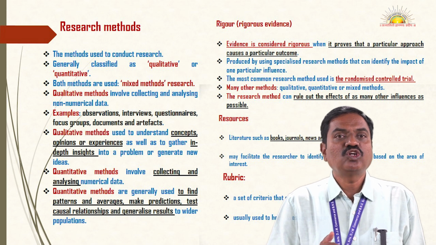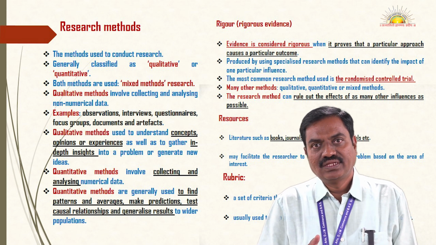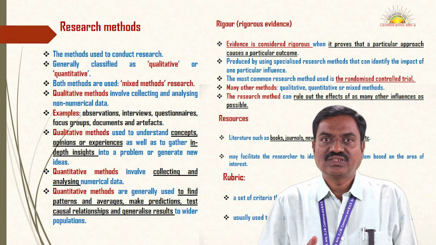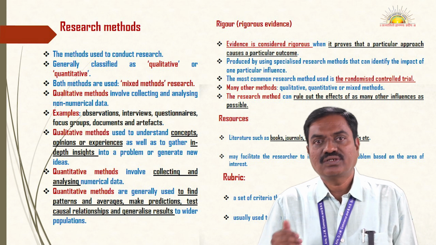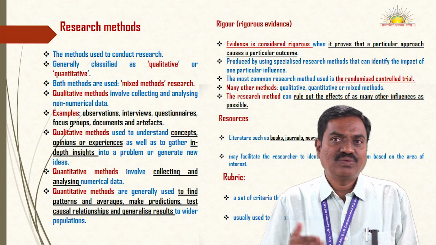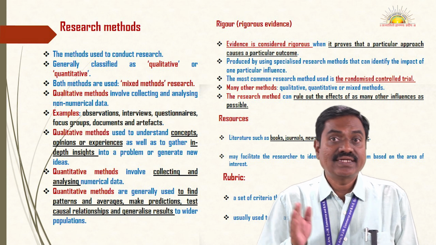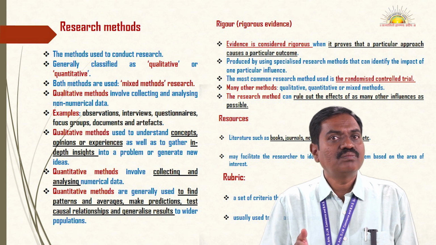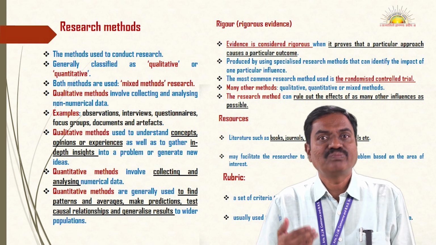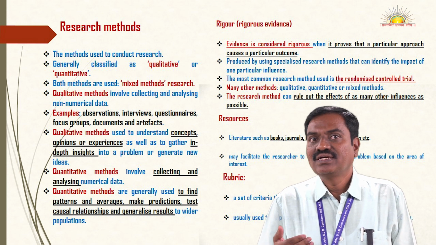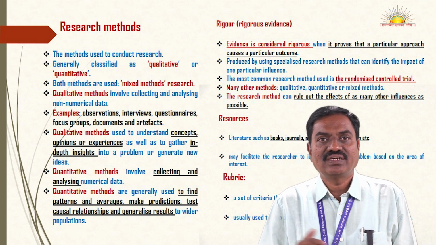The next term that we are going to talk about is rigor or rigorous evidence. Evidence is considered rigorous when it proves that a particular approach causes a particular outcome. Rigorous evidence is produced by using specialized research or research methods that can identify the impact of one particular influence. The most common research method used to produce rigorous evidence is the randomized controlled trial.